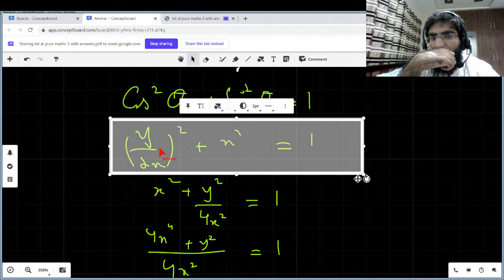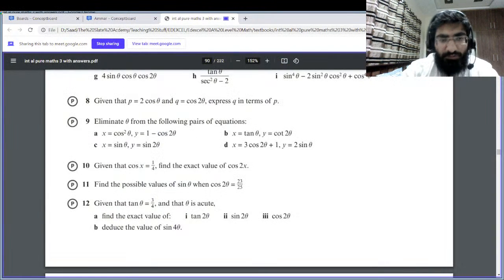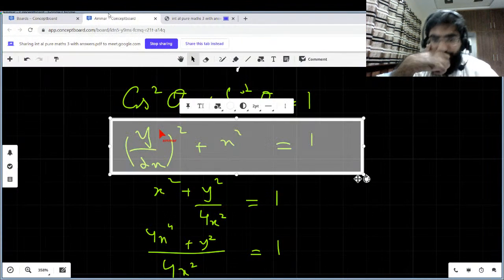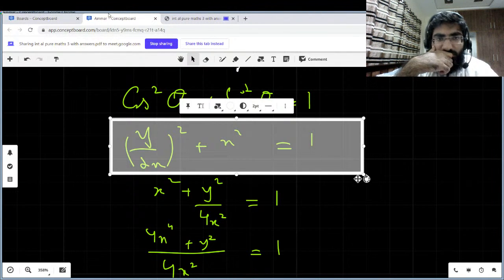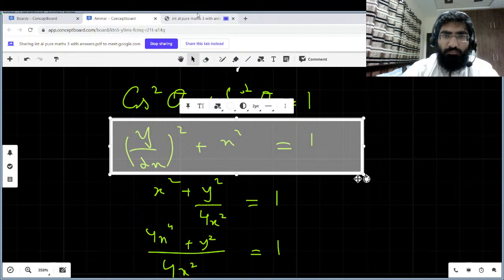But why would I take cos squared theta plus sine squared theta out of nowhere? Because then you will have your equation in the form of y and x. What does the question say? Why don't I have to eliminate cos theta, sine theta? How would you do that? Because again you will have answers in the form of theta if you take sine theta cos theta. Okay, whatever. Next, which one?